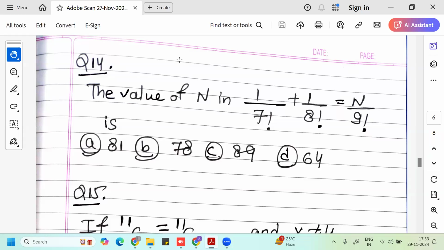Option A, I think option A is the answer. What about others? Should I do this question? Karthik, yeah, 81 is the answer. Take 7 factorial common. You'll be left with 1 plus 1 by 8 equal to n by 72. So 1 plus 1 by 8 is 9 by 8. 9 by 8 is equal to n by 72. 72 divided by 8 is 9. 9 nines are 81. 81 is the answer.